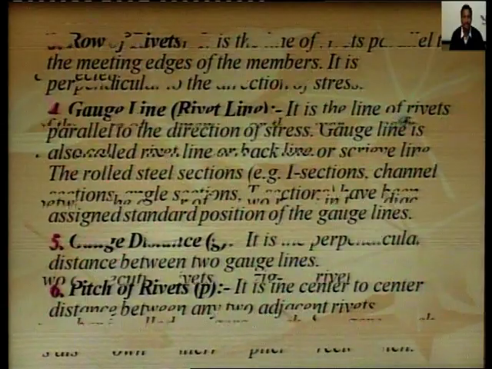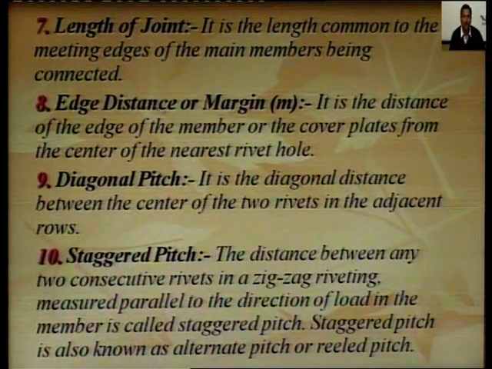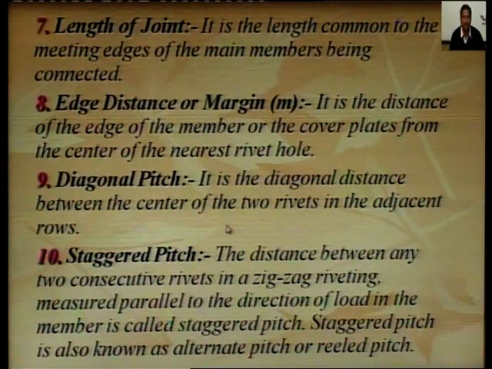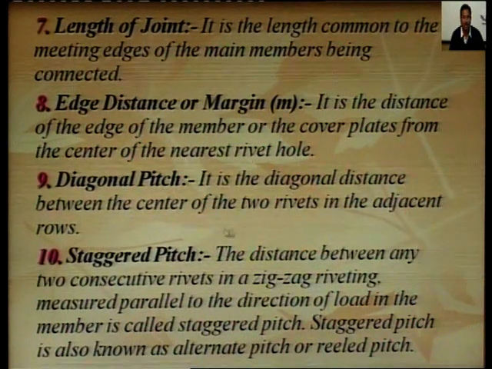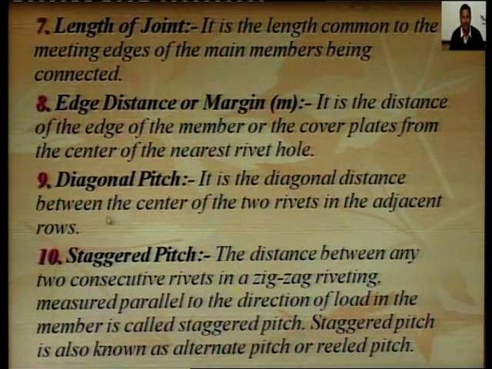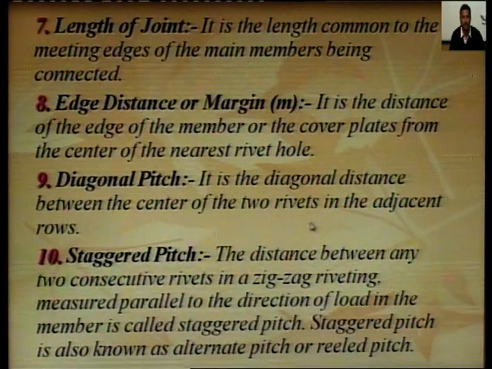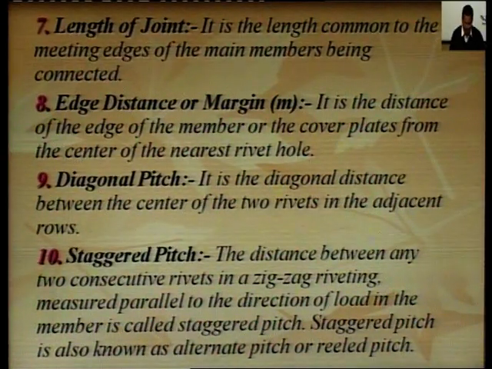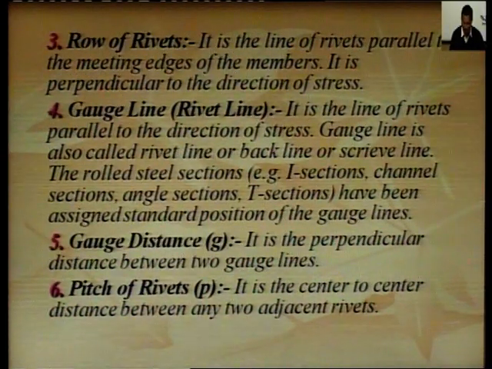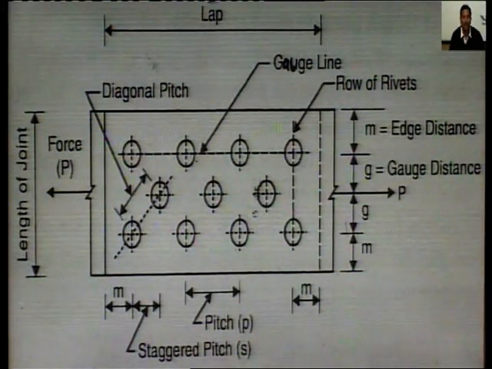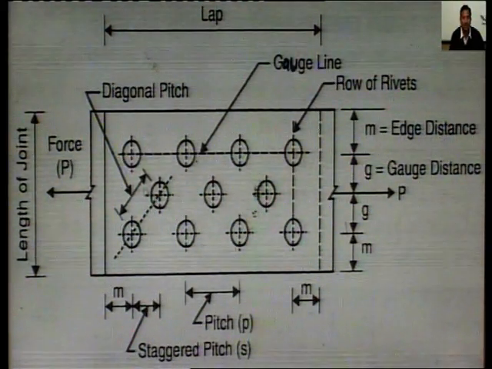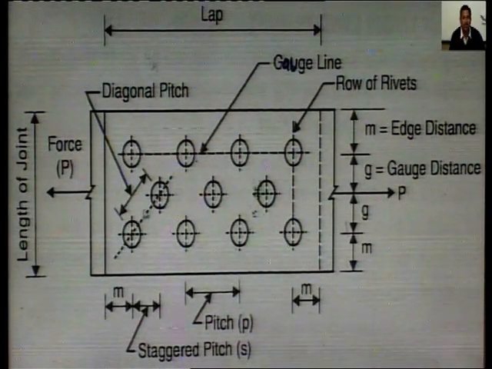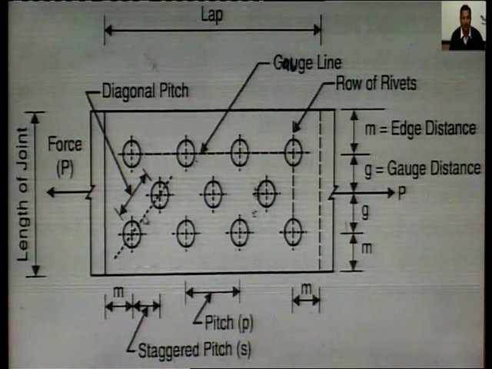Diagonal pitch. It is the diagonal distance between the center of two rivets in the adjacent row. Diagonal pitch is the center to center distance of rivets of adjacent rows. So, these are two adjacent rows, this one and this one. This distance is called diagonal pitch.